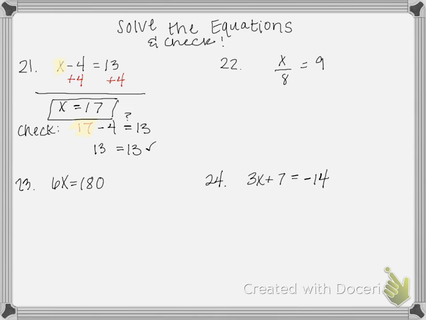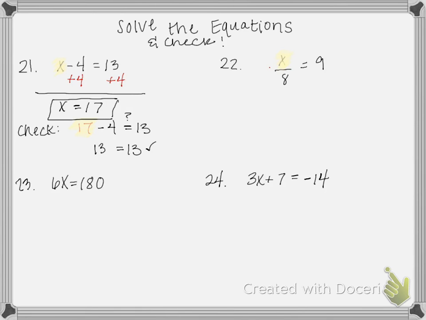Moving on to number 22, we again need to get this guy by himself, the x. So we need to get rid of the 8. You need to think about what is happening between the x and the 8. What operation? This division bar, this little fraction, is division. So if x is being divided by 8, to undo that, I would have to multiply.